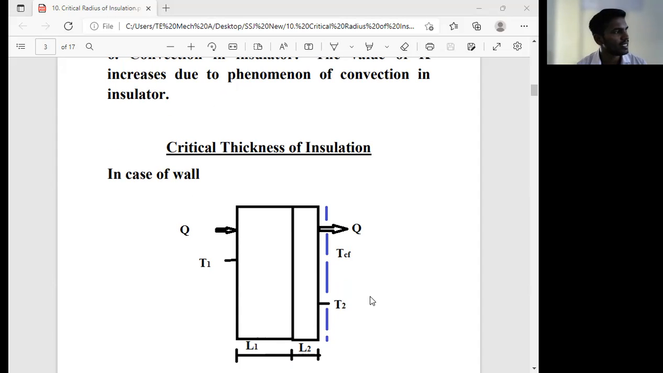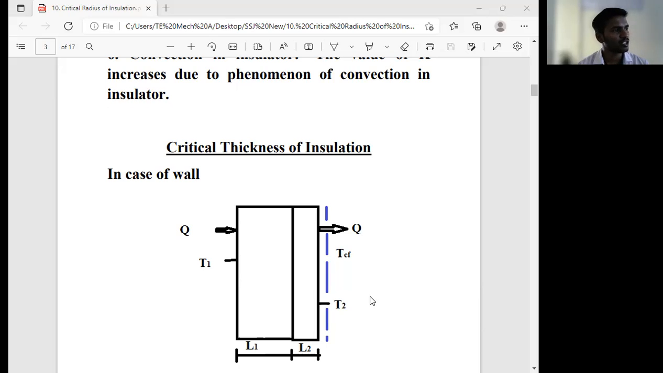Okay, we have considered one wall. On that wall there is an insulation having thickness L2. L1 is the thickness of the wall, and L2 is the thickness of the insulation. Outside of that insulation there is air having temperature TCF. T1 is the temperature of the wall at the left-hand side.